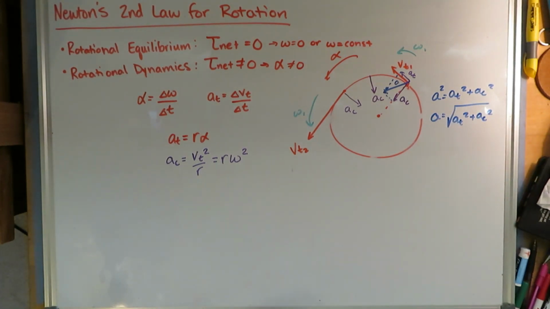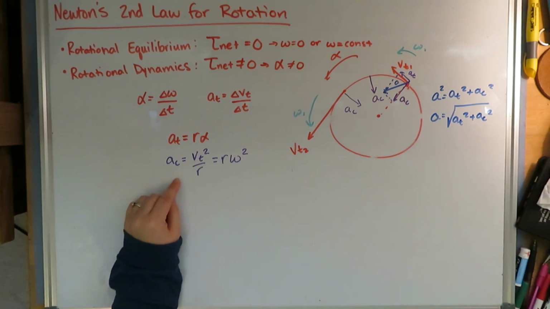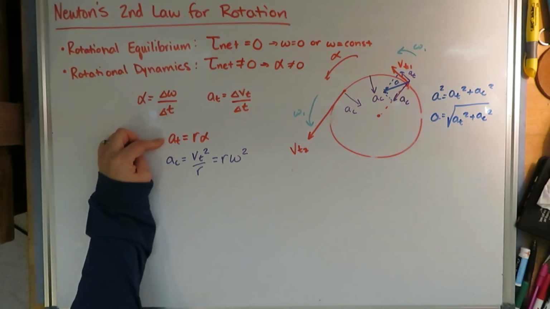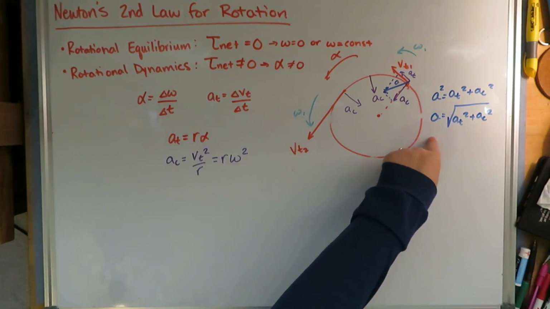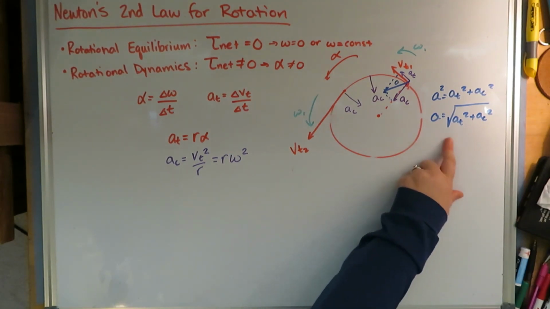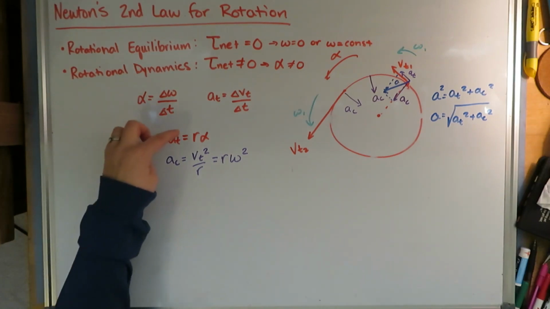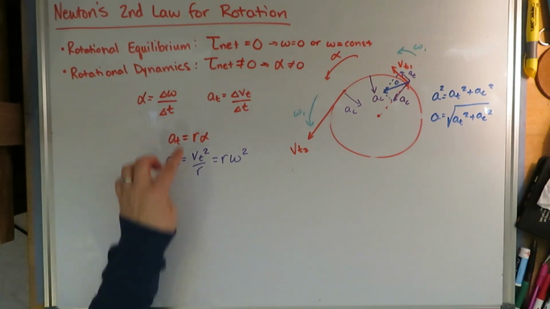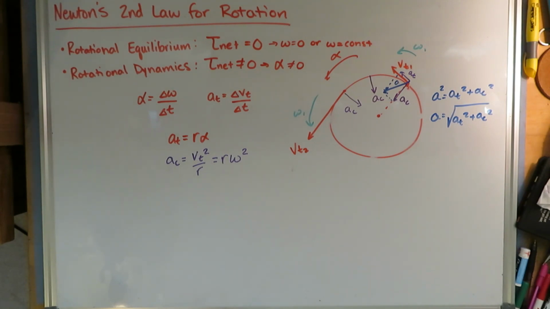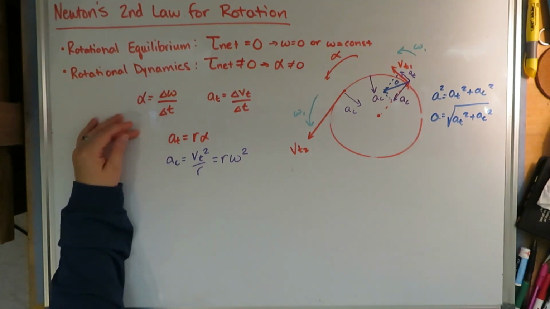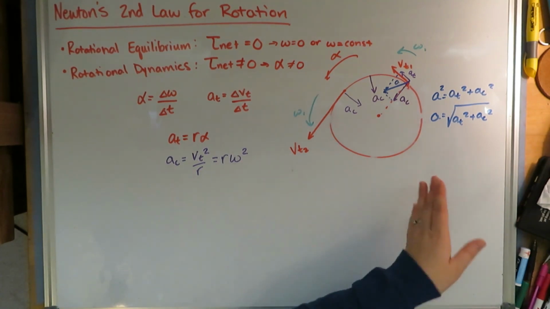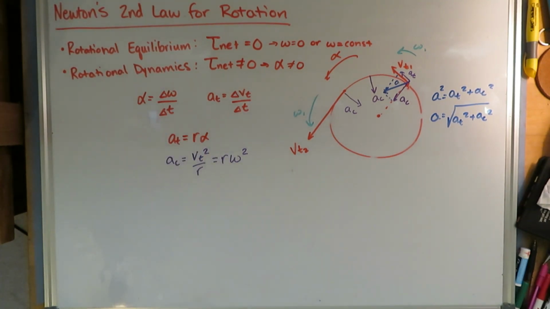So centripetal acceleration is responsible for changing directions in a circle. Tangential acceleration is responsible for changing speeds around the circle. The acceleration is going to be the vector sum of both the tangential and centripetal components, and your angular acceleration is related to your tangential acceleration by the radius r. So there are a lot of different types of accelerations that we're dealing with here. Now what we're going to do mostly in rotational dynamics is talk about alpha, but remember that you can always go back to linear variables using these relationships right here.